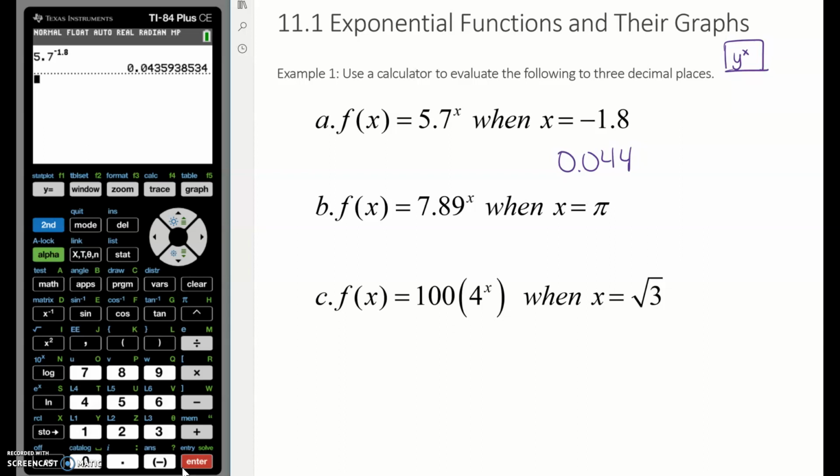Part B, we want 7.89 raised to the pi. You just have to find where the pi button is on your calculator. That should be 658.037.